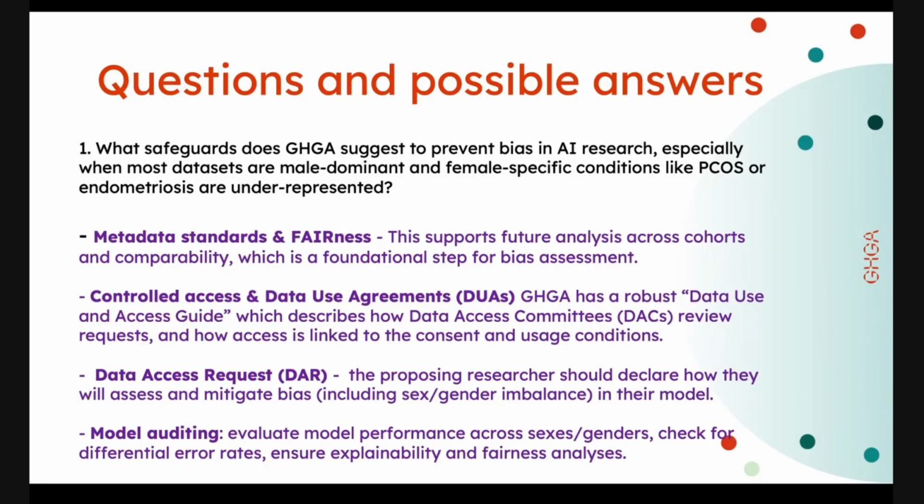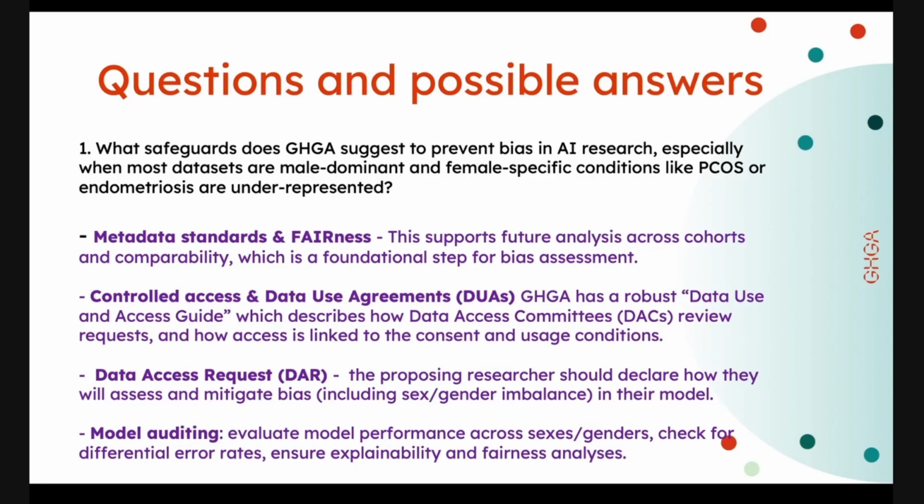So the first question was, what safeguards does GHG suggest to prevent bias in AI research, especially when most data sets are male dominant and female-specific conditions like PCOS and endometriosis? Again, I had to think a lot for this question, because it does lead to the risk of re-identification. But as far as GHG as a platform is concerned, one is strong standards, metadata standards, and the FAIR principles. We are also supporting analysis across cohorts, where we are standardizing data in such a way that it provides a foundational step for bias assessment.